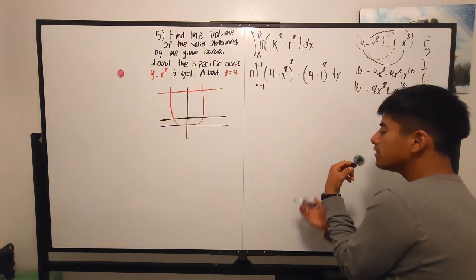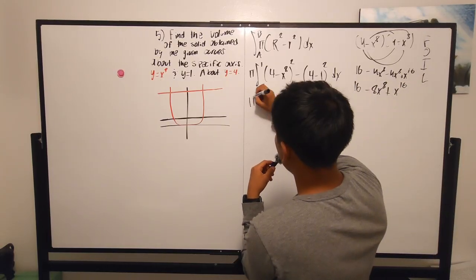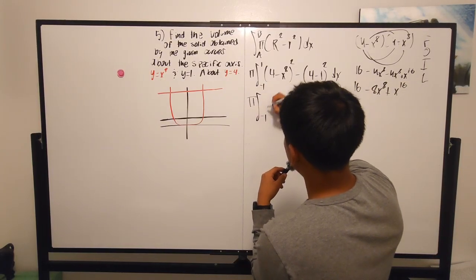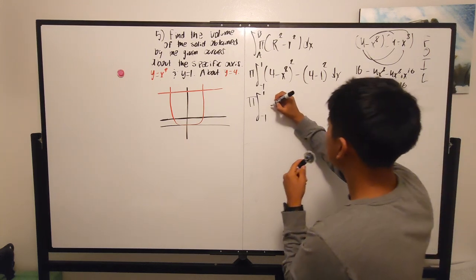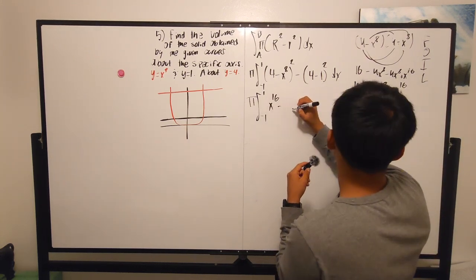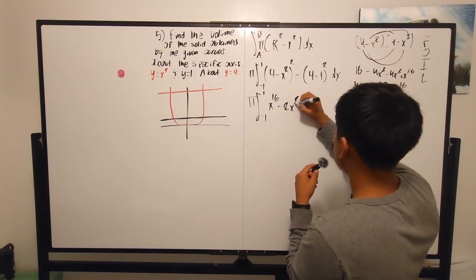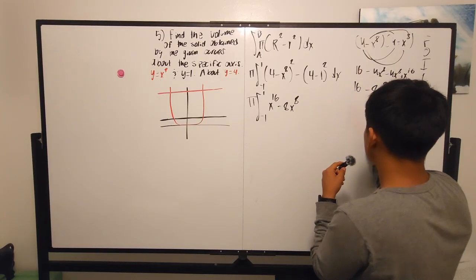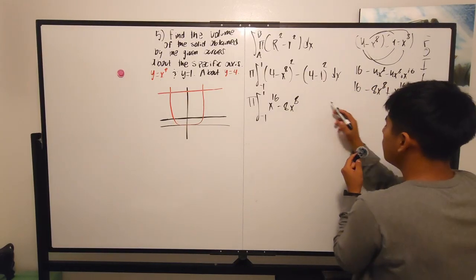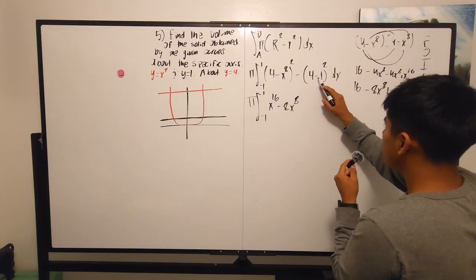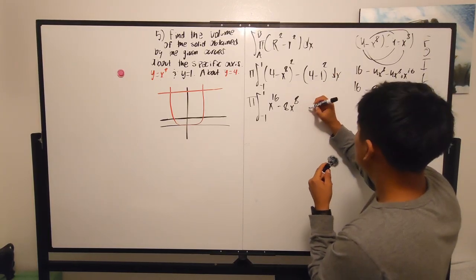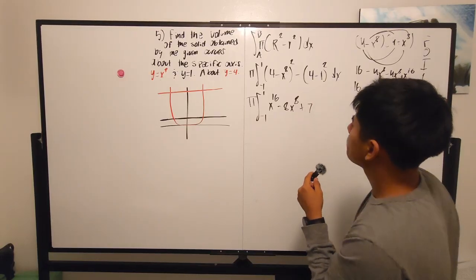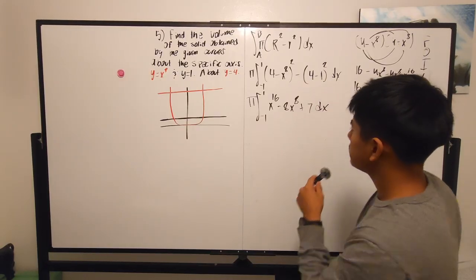nicer or more familiar. So we have pi integral from -1 to 1. I'm going to put this one at the front, followed by negative 8x to the 8th. And then it's going to be plus 16. But we have this 4 minus 1 is 3. 3 squared is 9. So 16 minus 9 is going to be plus 7 with respect to x.